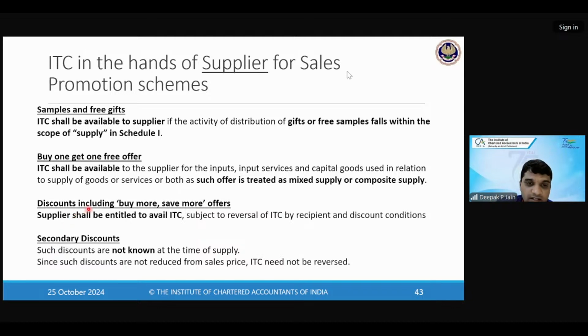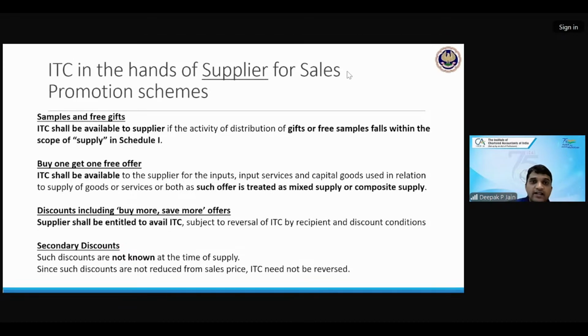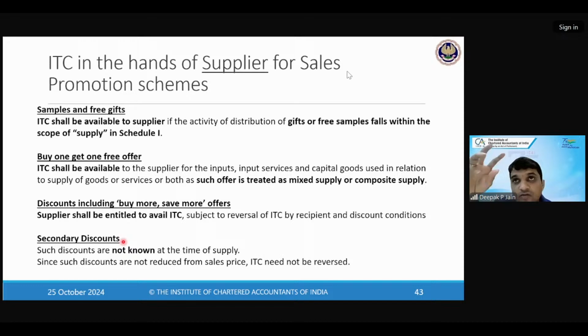It could be primary discounts or it could be secondary discounts. Primary discounts are those which are known at the time of supply itself, that you will get this much discount. Secondary discounts are those which are not known at the time of supply, which you will know at a later point of time. Now, there is no clarity on such secondary discount, how much you will give. Is the customer aware of it? No. Now, such discounts are not reduced from the sale price, then ITC is not to be reversed.